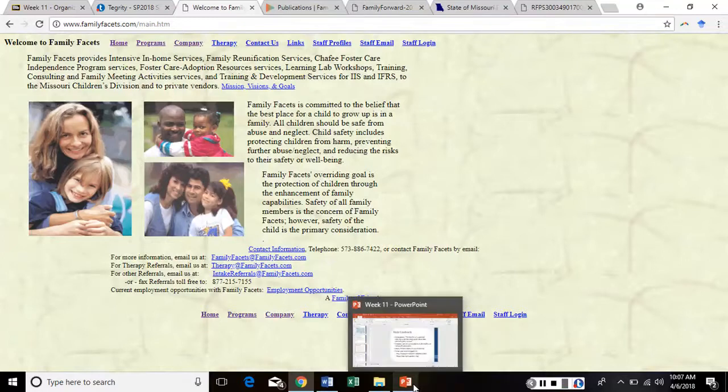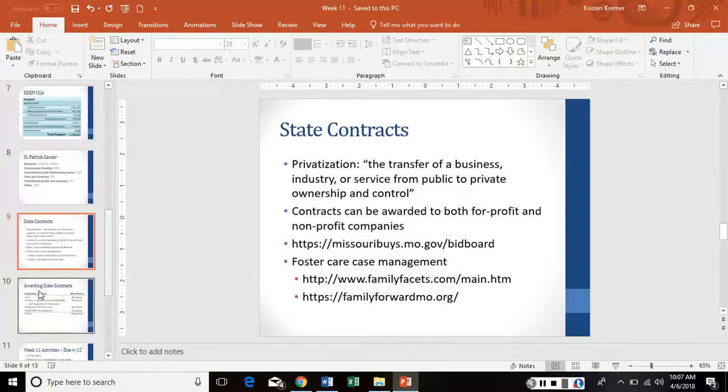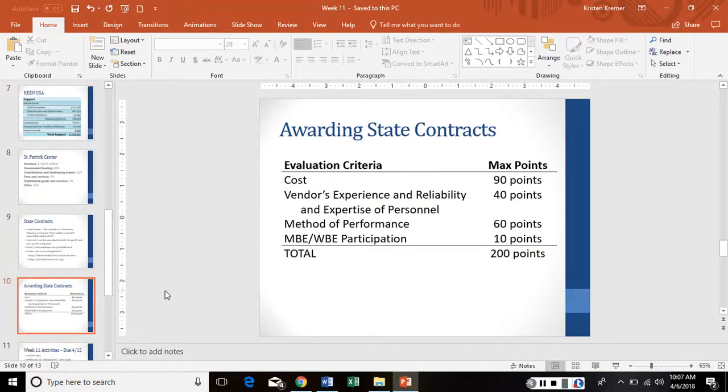That's really important to keep in mind, because the next thing we're going to look at, and this is our last slide before we look at activities, is how state contracts are awarded. I'm going to go through this very quickly, but essentially state contracts have the same system, whether they're trying to find someone to provide their trash services or toilet paper, versus foster care case management. So this is the system.